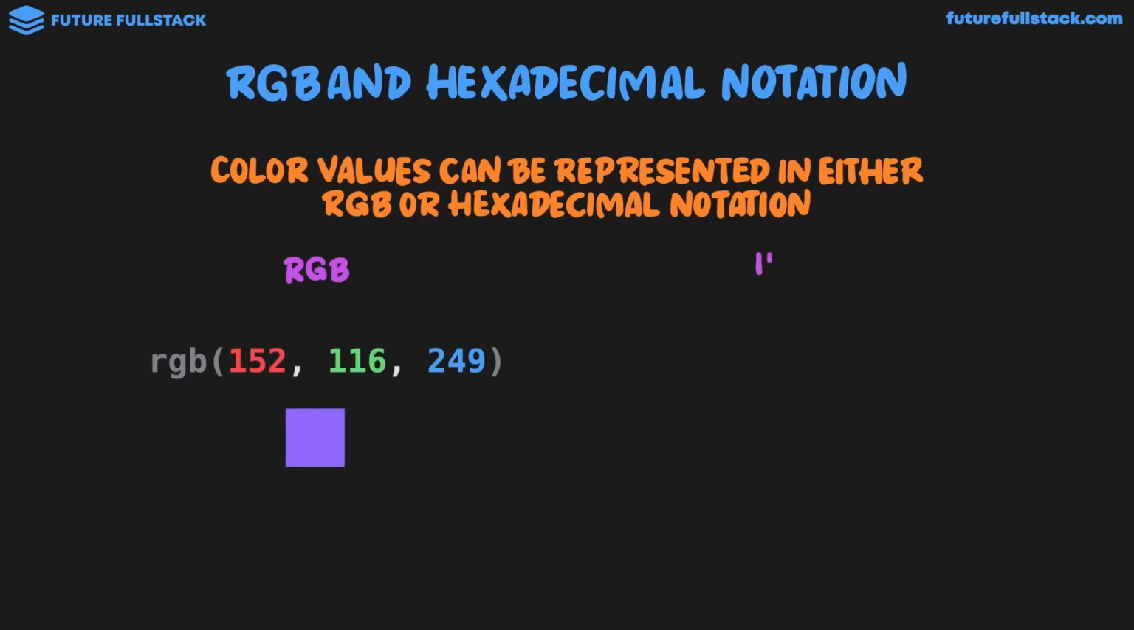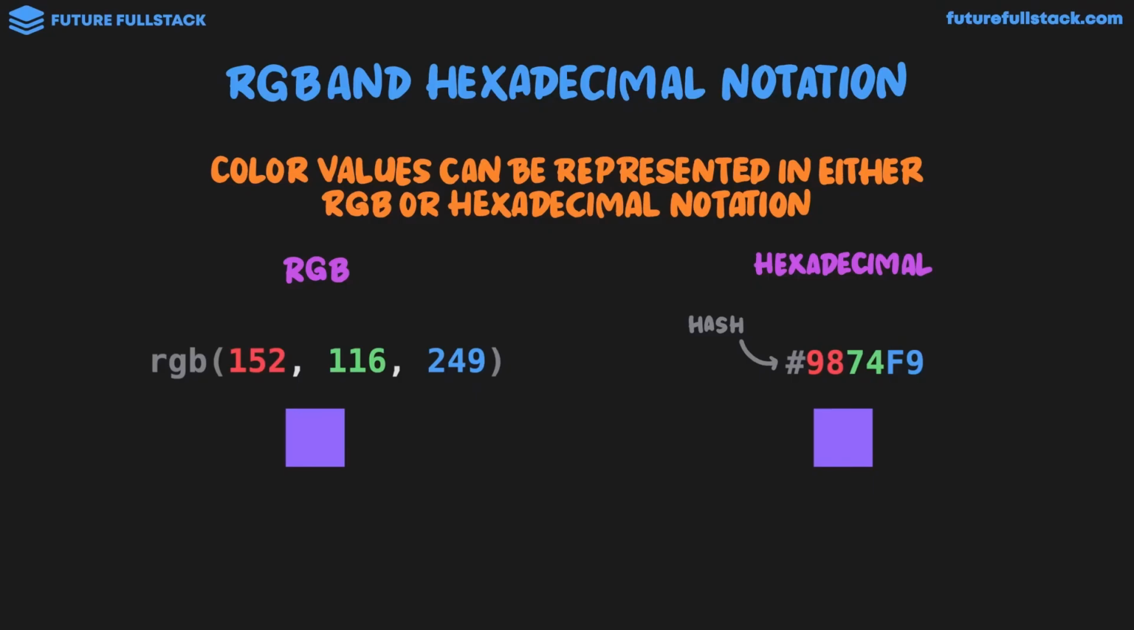Let's now take a look at hexadecimal notation. This same RGB value can be written like this, which is in hexadecimal notation. We start with a hash, and then we have three sets of numbers and characters. In this case, 98, 74, and F9. This would produce the same color purple.